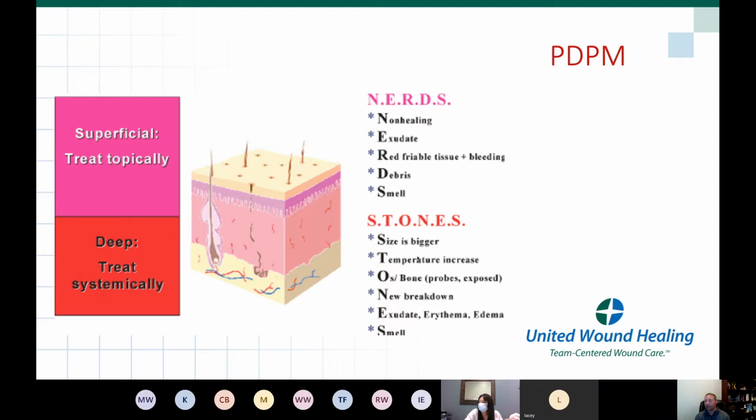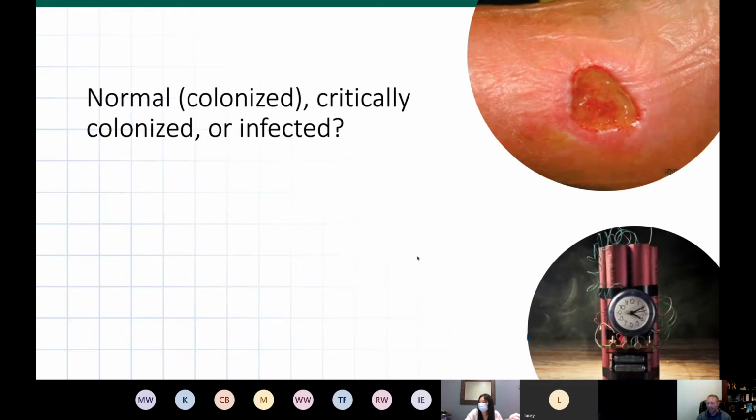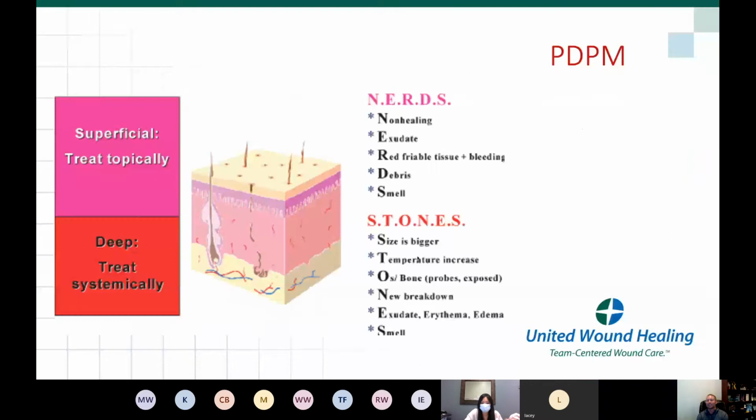If you had red, friable, bleeding tissue, that would be like hypergranulation tissue, if everyone's familiar with what that looks like. So hypergranulation tissue is a sign of a superficial infection. If you're getting a lot of debris on the wound, that creamy fibrinous protein, a little bit of it, but all of a sudden next week you come back and there's a ton more, that is a sign that there is infection.